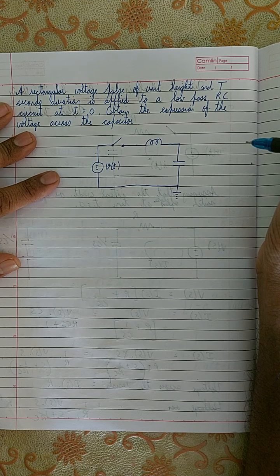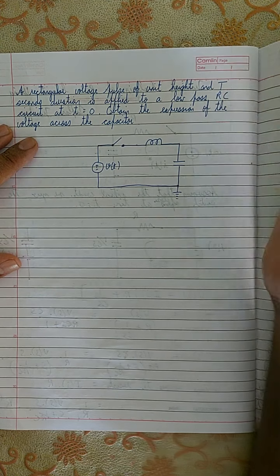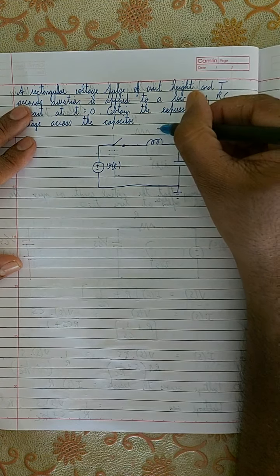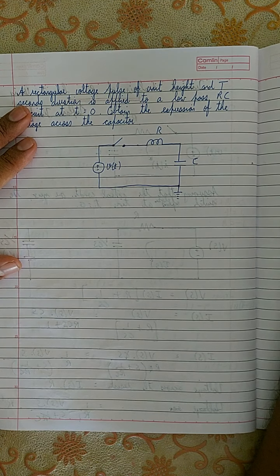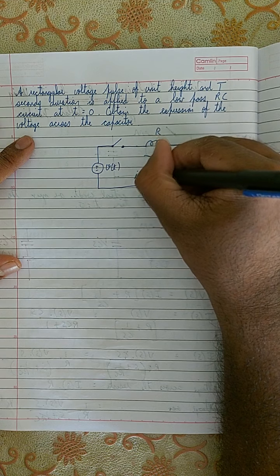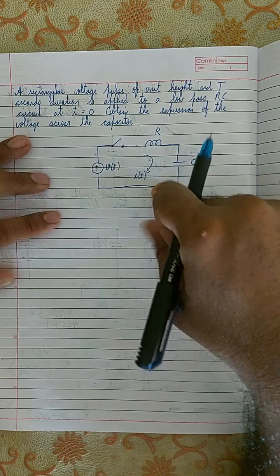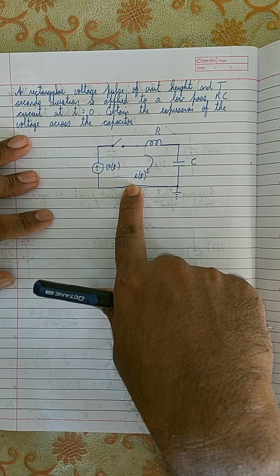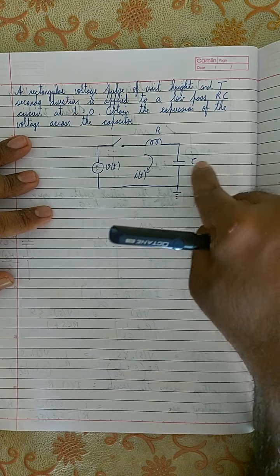What is the value of the resistor and capacitor over here? There are no values given, so I will substitute this as R, and I will substitute this as C, as usual. Now obtain the expression of the voltage across the capacitor. That is the question. To know the voltage across the capacitor, I need to find the current across the capacitor, which is I of t. So first I need to find I of t, then you multiply that with the impedance.